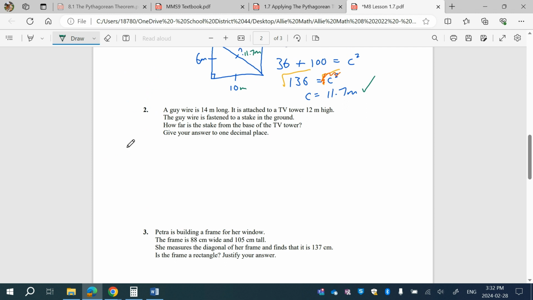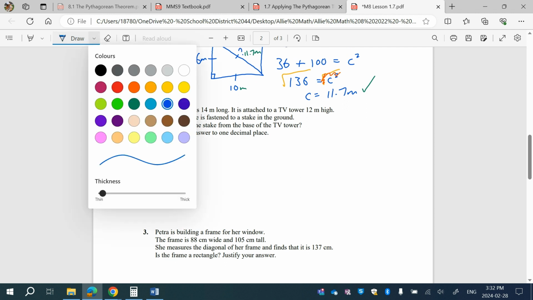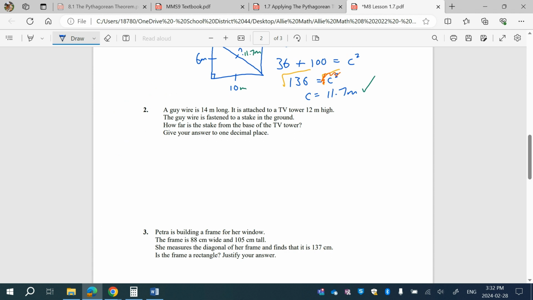A guy wire. A lot of these are vocabulary questions or word questions. It requires you to know what some things are. A guy wire is usually a wire that secures something to the ground, from a tower. So it's a kind of securing wire. It's 14 meters long. It's attached to a TV tower that's 12 meters high. The guy wire is fastened to a stake in the ground. This is usually a metal pole, could be a wood pole, into the ground. How far is the stake from the base of the TV tower? Give your answer to one decimal place.